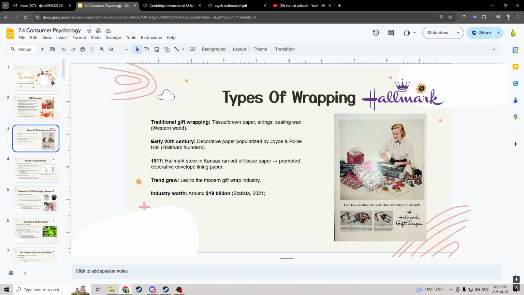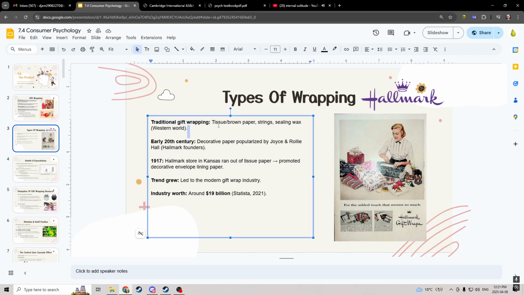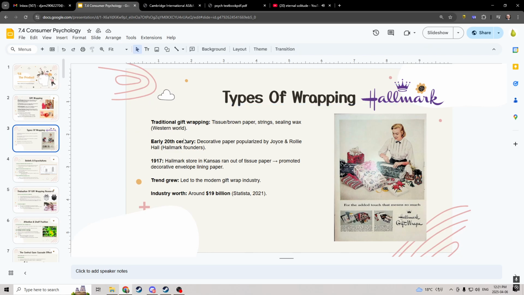Types of wrapping. Traditional gift wrapping is like tissue or brown paper, strings, sealing wax. It's the Western world, a very old sort of thing. And then early 20th century is decorative paper, that's classic. This is, I guess, the history of it. Okay, so there's these two different types.